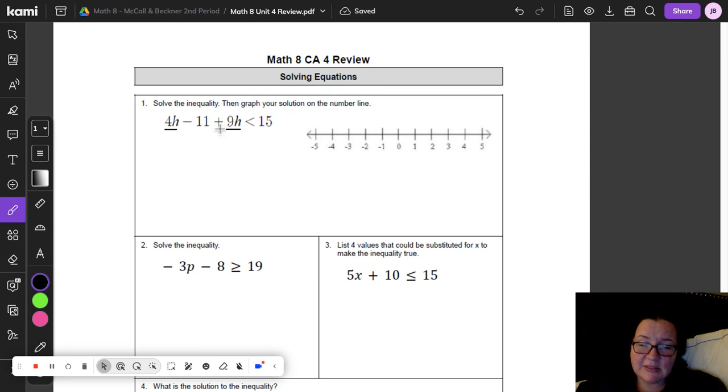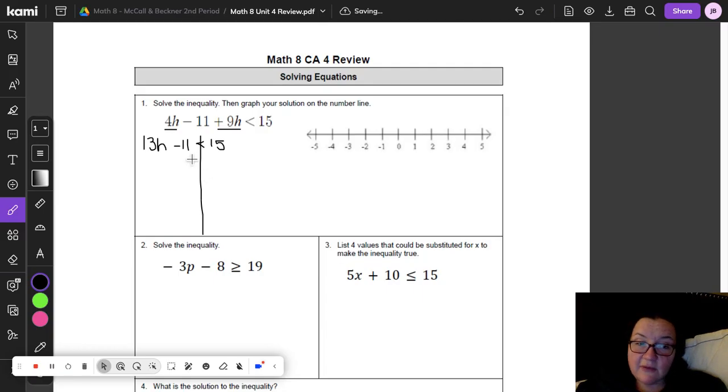So we have 4 plus 9 equals 13h. Lovely. And we're going to keep the rest of it the same, minus 11. I love to do things step by step. I feel like it makes the most sense in my brain. All right, next step, same as an equation. We're going to write our little line here. We're going to get rid of that minus 11.